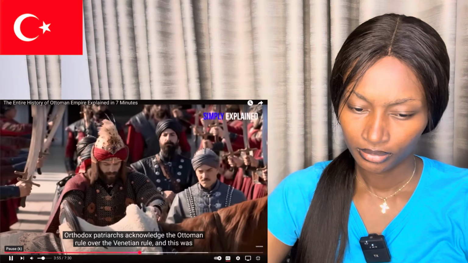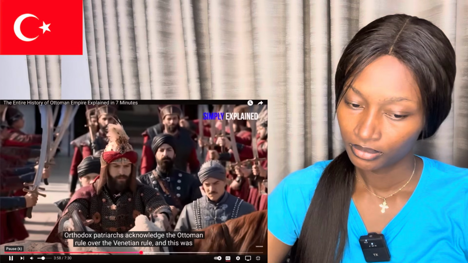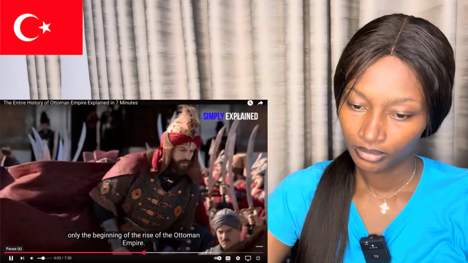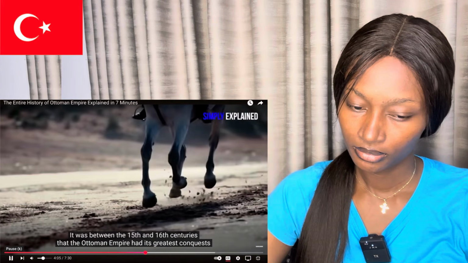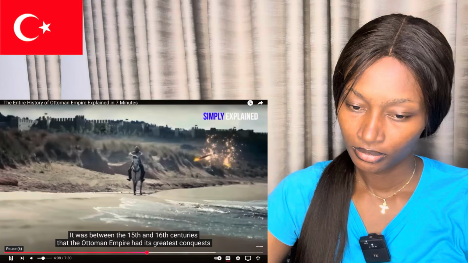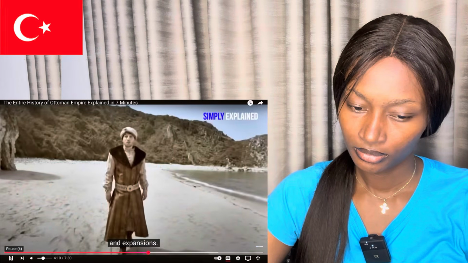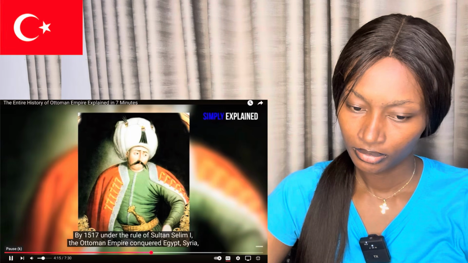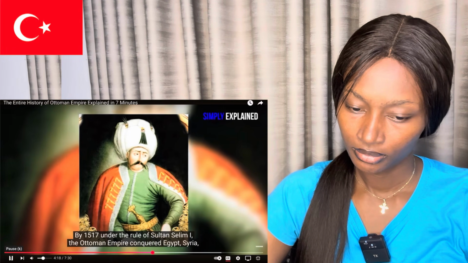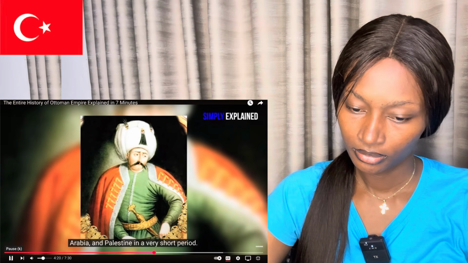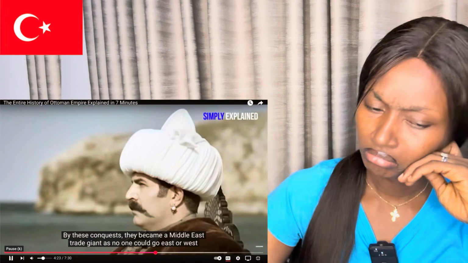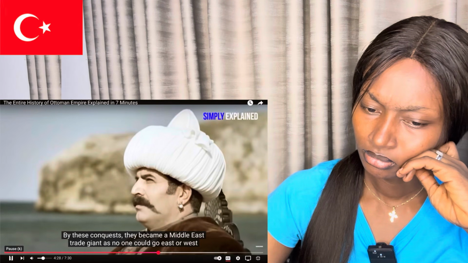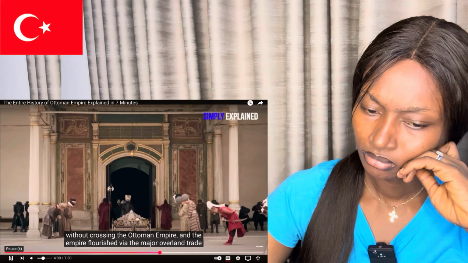Orthodox patriarchs acknowledged the Ottoman rule over the Venetian rule, and this was only the beginning of the rise of the Ottoman Empire. It was between the 15th and 16th centuries that the Ottoman Empire had its greatest conquests and expansions. By 1517, under the rule of Sultan Selim I, the Ottoman Empire conquered Egypt, Syria, Arabia, and Palestine in a very short period. By these conquests, they became a Middle East trade giant, as no one could go east or west without crossing the Ottoman Empire.